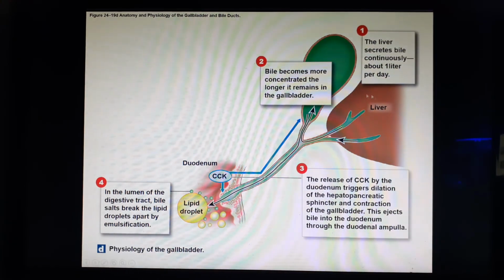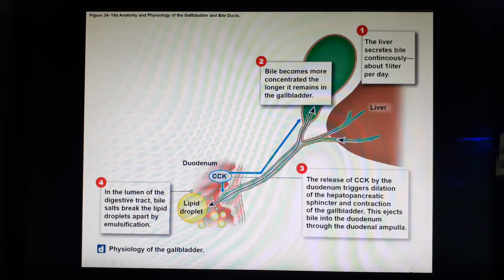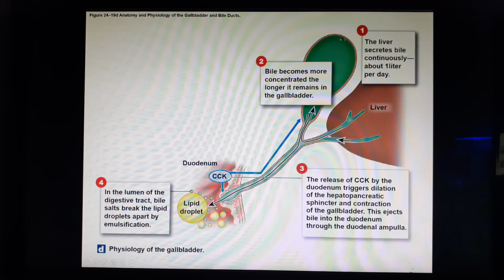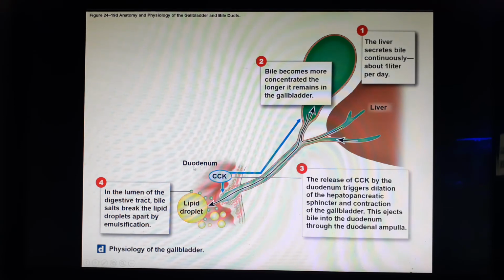So we make the bile in the liver and store it in here. The liver is constantly secreting bile, about 1 liter a day. We take some of it and store it in the gallbladder, and the longer it sits there, the more concentrated it gets. Okay, so if you don't take it out of the gallbladder, it might even crystallize, and then you'll get what? Gallstones.